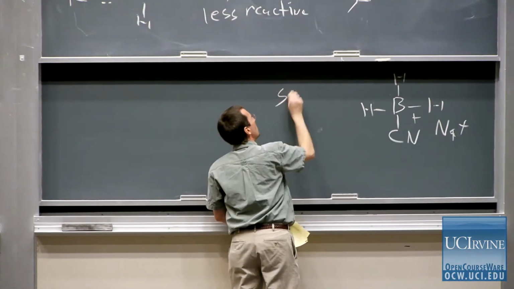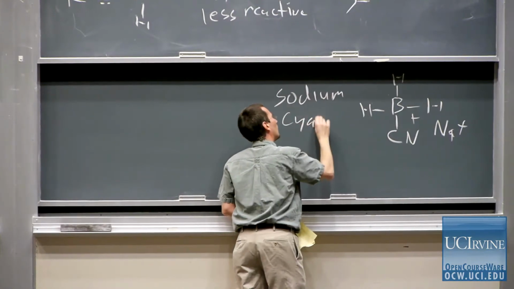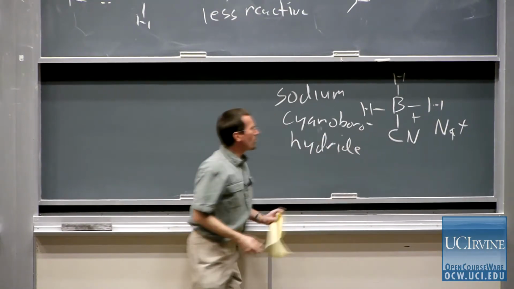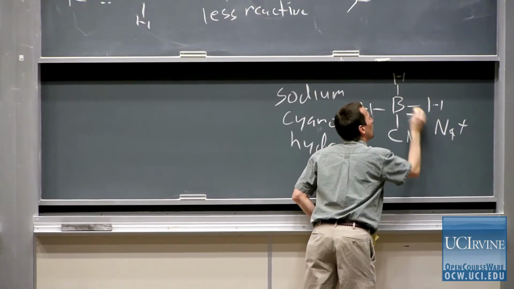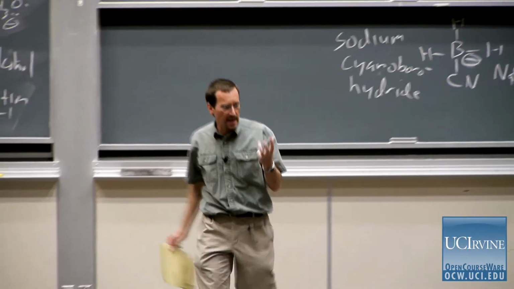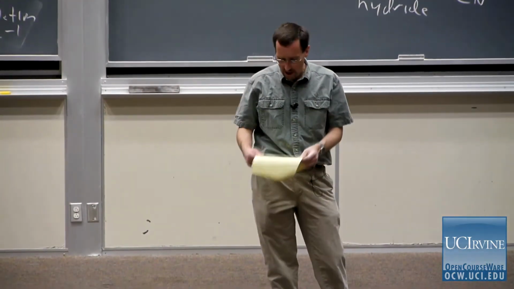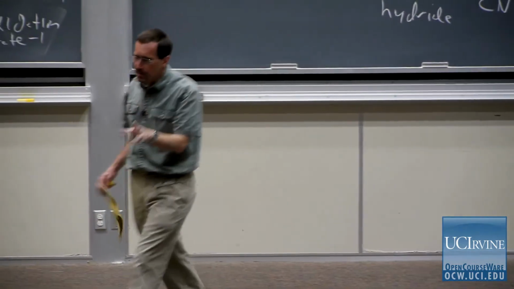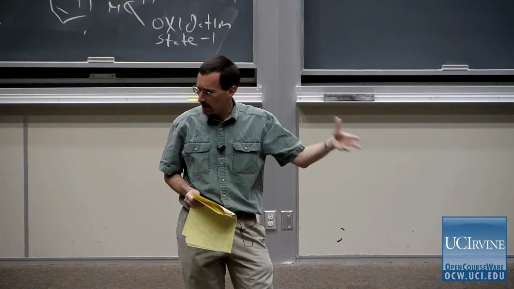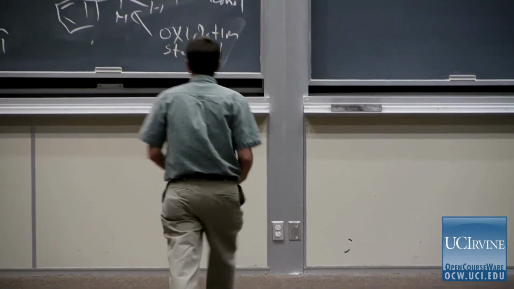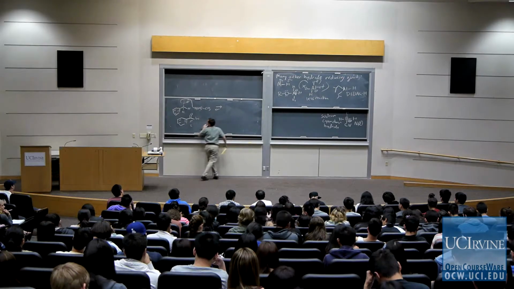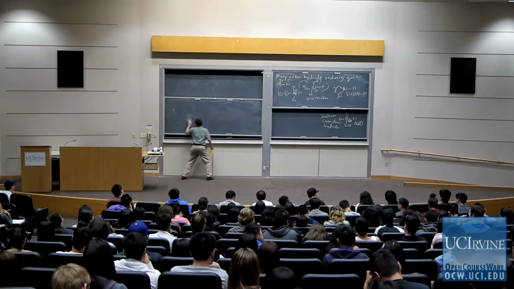Sodium cyanoborohydride. It's another hydride reagent that's less reactive. Cyano groups are electron withdrawing, and so sodium cyanoborohydride is less reactive than sodium borohydride. There's a big alphabet soup of different reagents out there, but you'll notice that the general theme in all of these reagents is that a metal is bonded to hydrogen. So a very astute question was asked about sodium hydride. And that sort of is the oddball exception.